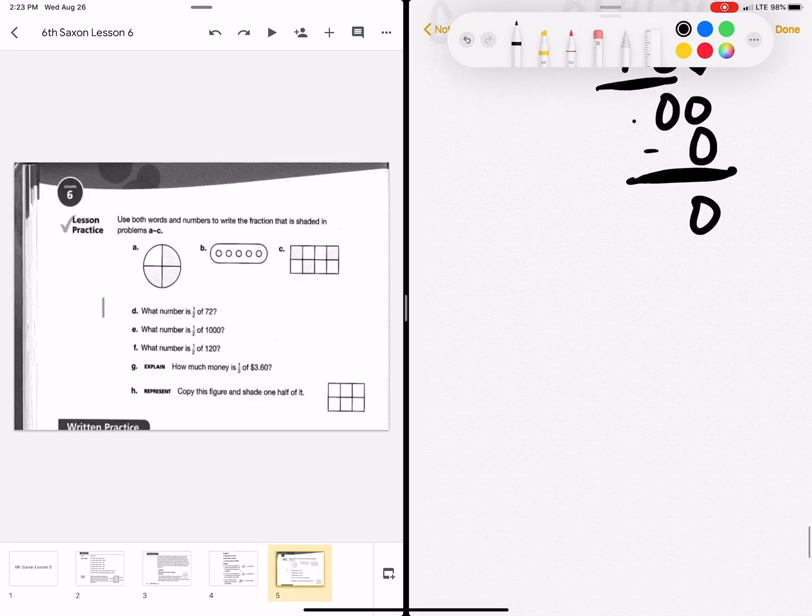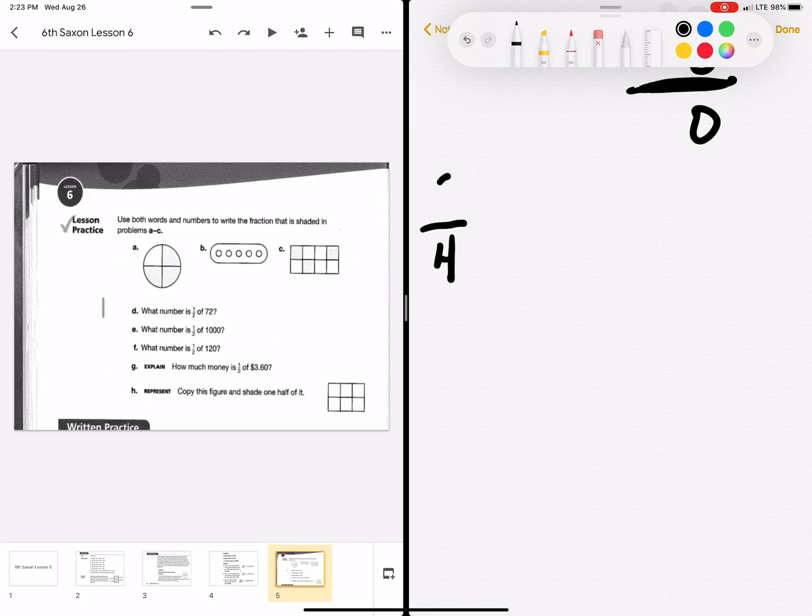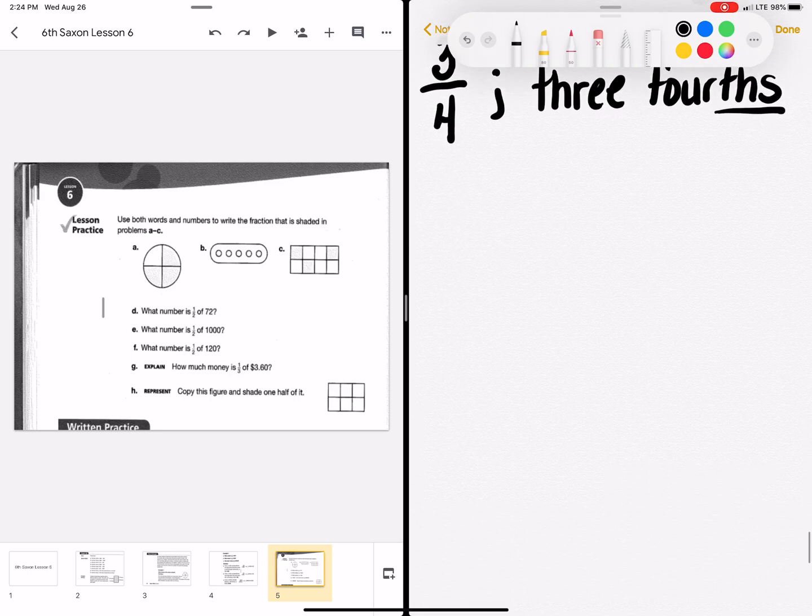Okay. So lesson practice is a little bit easier than that. Part A, I'm going to have to look at this in my book. You may have to look in your book too, because it's a little grainy. Use both words and numbers to write the fraction that is shaded in problems A through C. So A, it looks like 3 out of 4 of those pieces are shaded. So 4 denominator, 3 numerator. So write it like this. And in words, 3/4. Make sure you have that THS. And that is A.